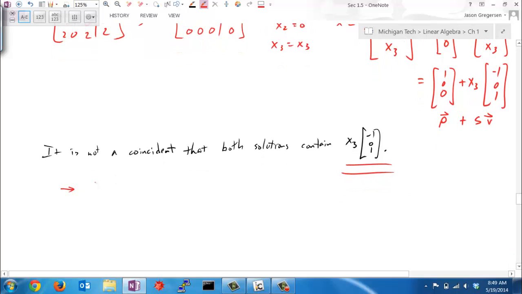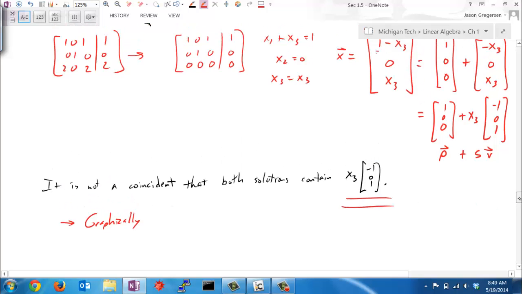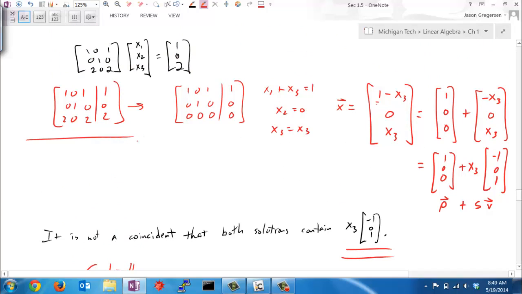Well, let's talk about it graphically. What's the difference between that set of equations and this set of equations? Let's look at the first one. Up here, the first equation is x1 plus x3 equals 1. Down here, it's x1 plus x3 equals 0. If those are both planes, what's the difference between those two planes?